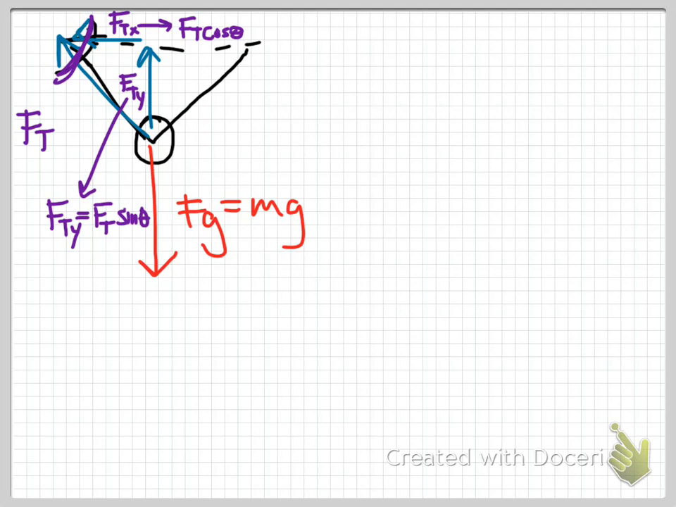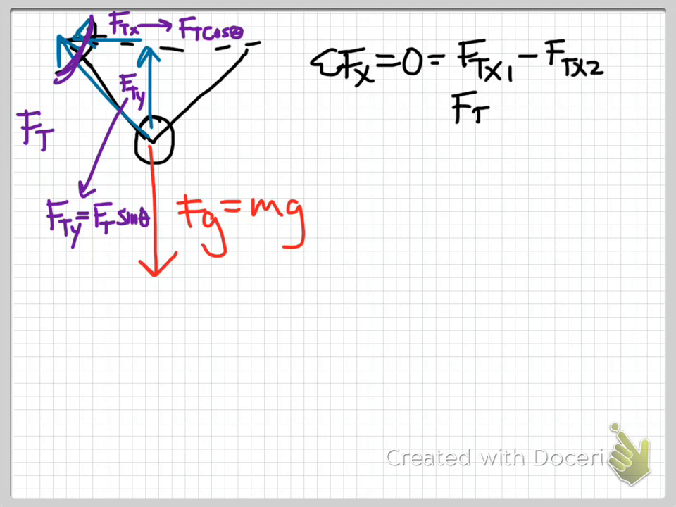Okay, so we know that there's an upward acceleration. Let me ask this. Is there any lateral motion? Is this thing moving left to right? Nope. So sum of forces on the x equals 0 equals force of tension x1 minus force of tension x2, force of tension cosine theta equals force of tension cosine theta. Okay, so that proves that they're equal, which we kind of knew, but that's like our geometric proof.